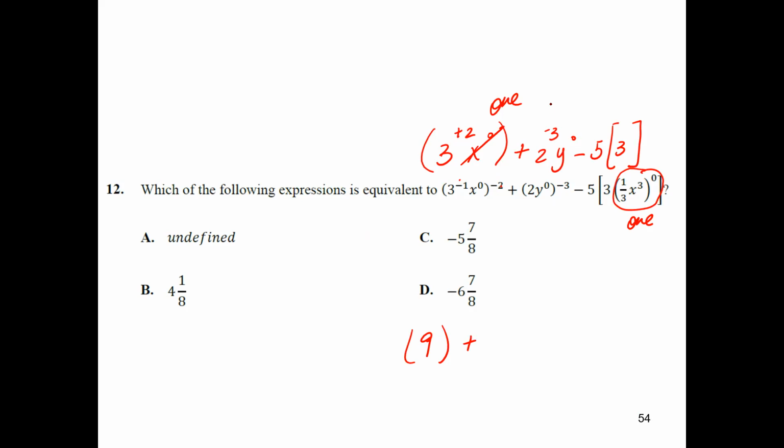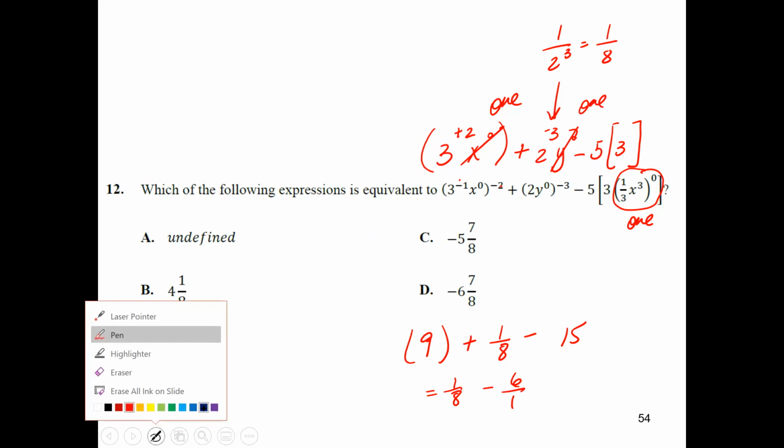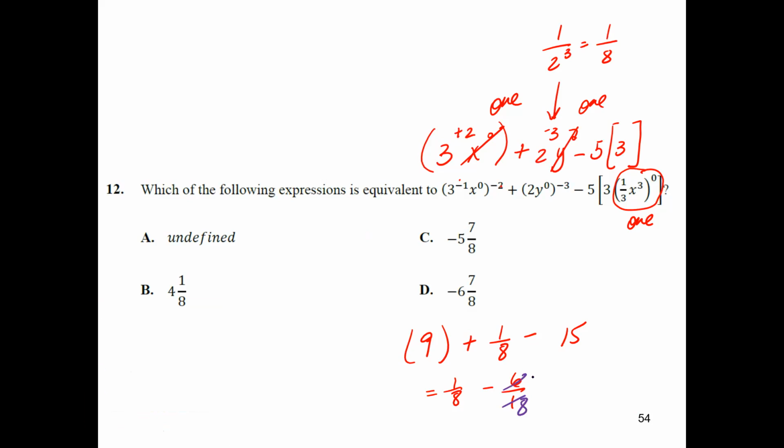Plus here I have a negative 3, so I want to make sure I put that as 2 to the third. So that's 1 over 8. That becomes a 1 as well. Minus 5 times 3 is 15. 9 minus 15 is going to give me a negative 6 over 1. And if I make that into an 8, this then becomes 6 times 8, which is a 48, which then gives me a negative 47 over 8.